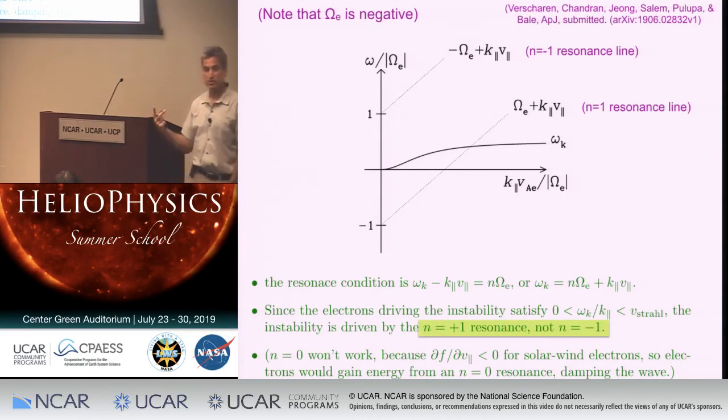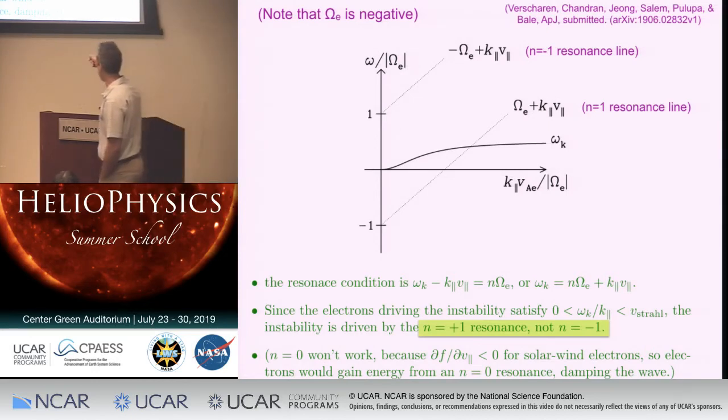Remember the resonance condition. The resonance condition is omega minus k parallel v parallel is a multiple of the cyclotron frequency. And we can rewrite that as omega equals n times cyclotron frequency plus k parallel v parallel. So this is our resonance condition here. Let's plot the left side, that's this solid line, and the right side for two different values of n. It turns out in this theory, the electron cyclotron frequency is an algebraic quantity, it's actually negative. So if we take n equal plus one, this right-hand side is this dotted line here. If n is minus one, the resonance line is up here. The only way we're going to get an intersection is by setting n equal plus one. We need this line to solve our resonance condition. So we need to have an n equal plus one resonance for this wave to interact with these straw electrons.